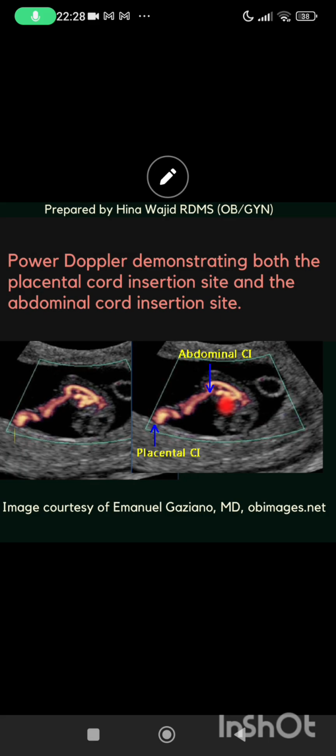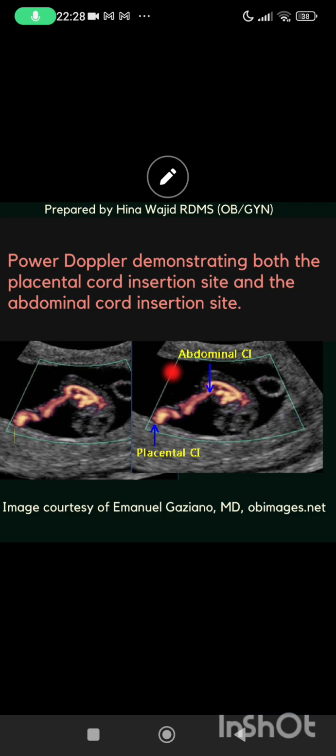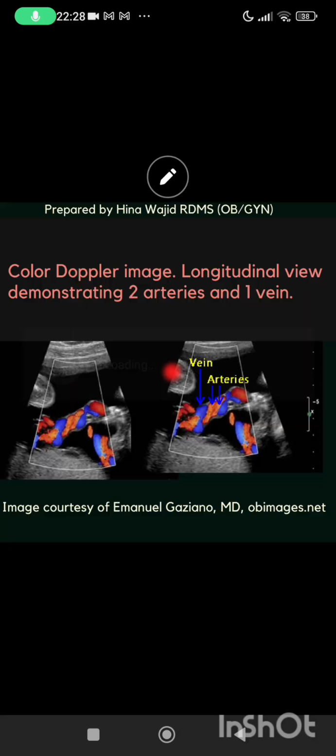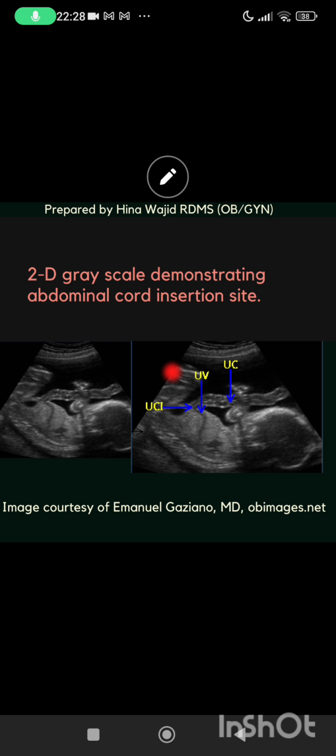Now here we can see an image of the power Doppler, and again here we can see the placental cord insertion site, and this one is the abdomen. We can see here the umbilical cord insertion site, and here we can see a free loop of the cord. Power Doppler only gives us a single color, and color Doppler gives us two colors, so it also tells us about the direction. Power Doppler does not tell us about the direction; arteries and veins all show the same color. It just tells us about the presence or absence of blood flow.